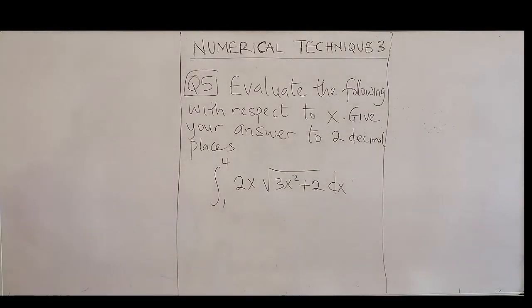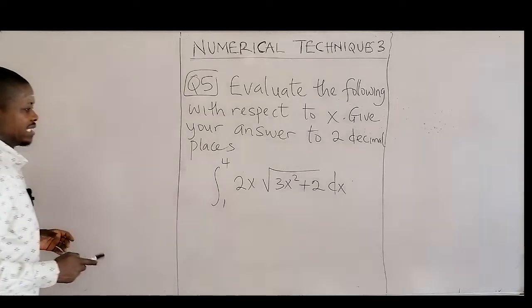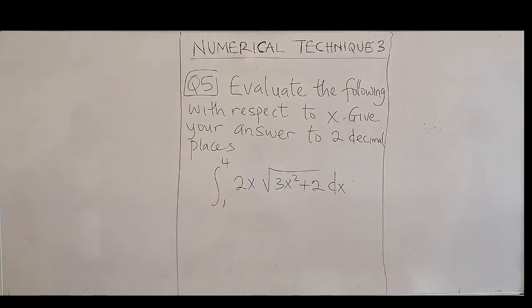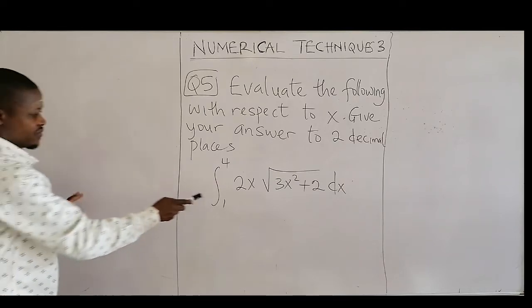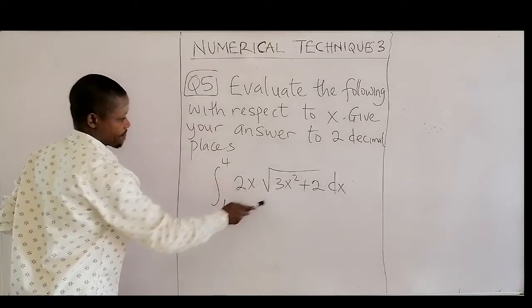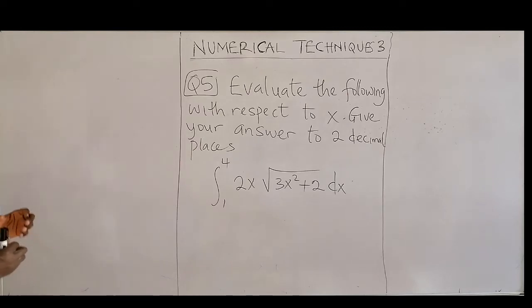Yeah, question 5. Evaluate the following with respect to x. Give your answer to two decimal places, and we have this integral. If you check the question, you realize that we have this function here, 2x, and we have this one here. So what we're going to do here is use what we call a change of variable, okay?